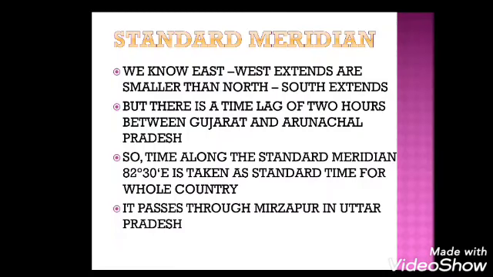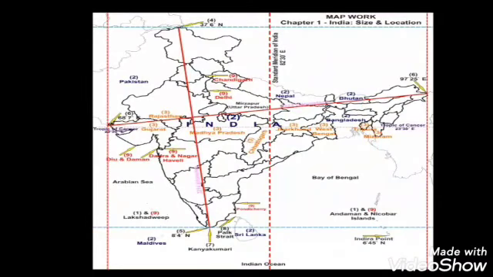If we have a look at the standard meridian on the map, you can see the dashed red line represents the standard meridian, which passes through Mirzapur in Uttar Pradesh. So this is how we came to a solution to avoid the problem of time in the whole country.